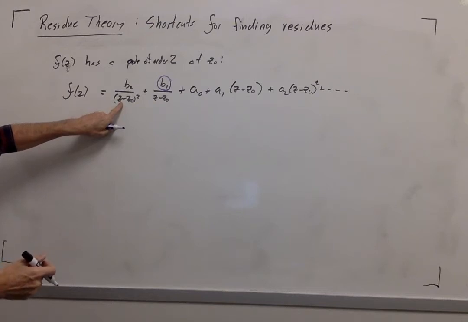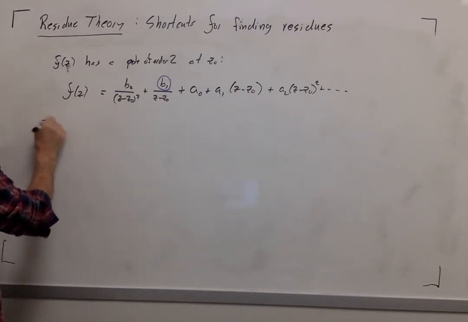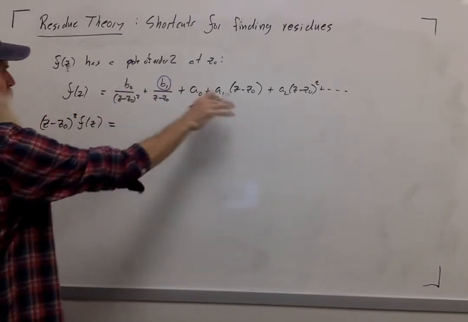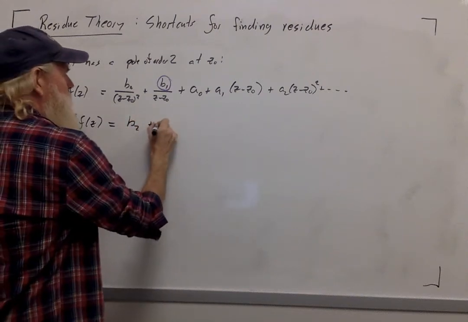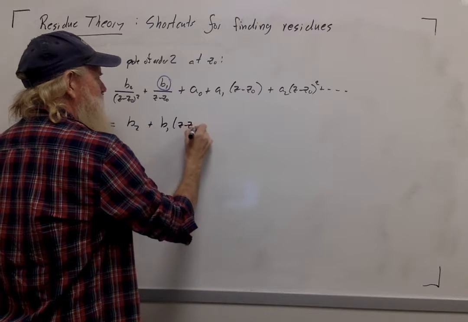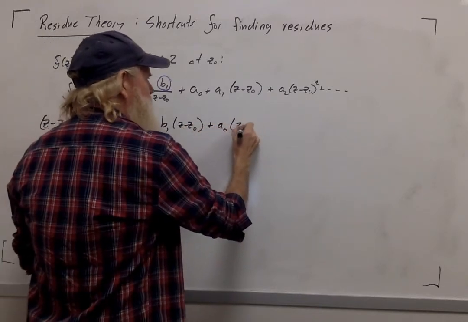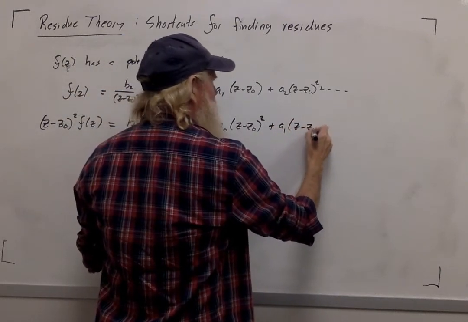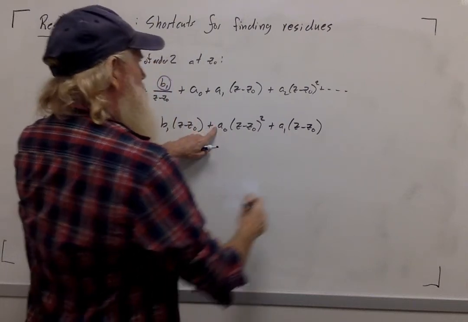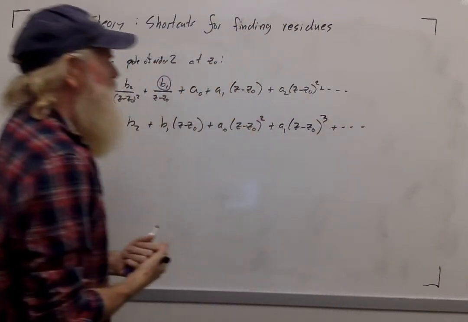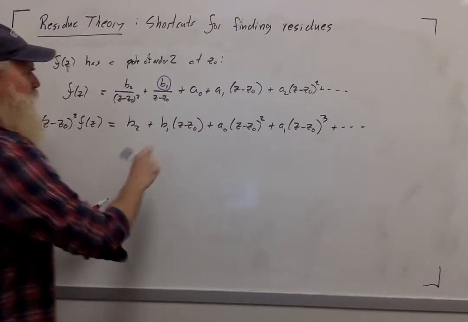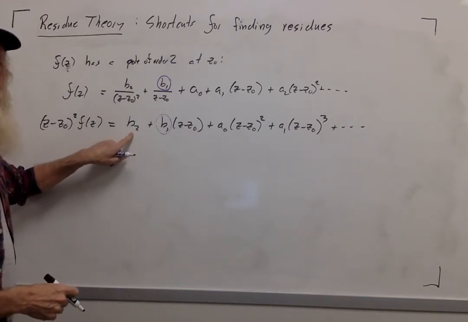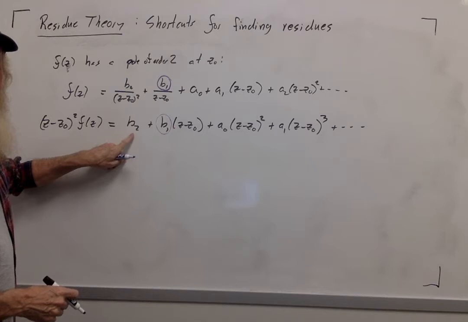This time, let's multiply both sides by z minus z naught squared. On the right side, that'll give me b sub 2 plus b1 times z minus z naught plus a naught times z minus z naught squared plus a1 times z minus z naught cubed, and so on. And I'm still trying to get my hands on b1. So here's the clever trick. Let's differentiate both sides. If I take the derivative, this b2 is going to go away.